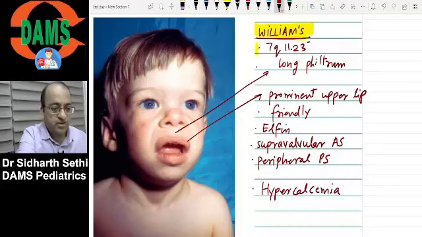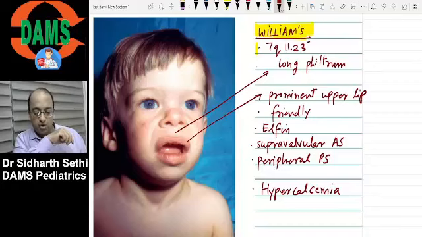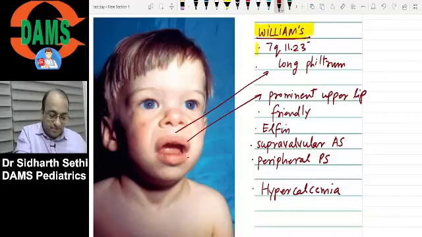Okay, they have a history of hypercalcemia. So this was a typical case of Williams syndrome. Okay, cool. All of you, can you write cool in the chat box? Especially the upper lips are more prominent, but both lips can be prominent, but upper lips are more prominent.